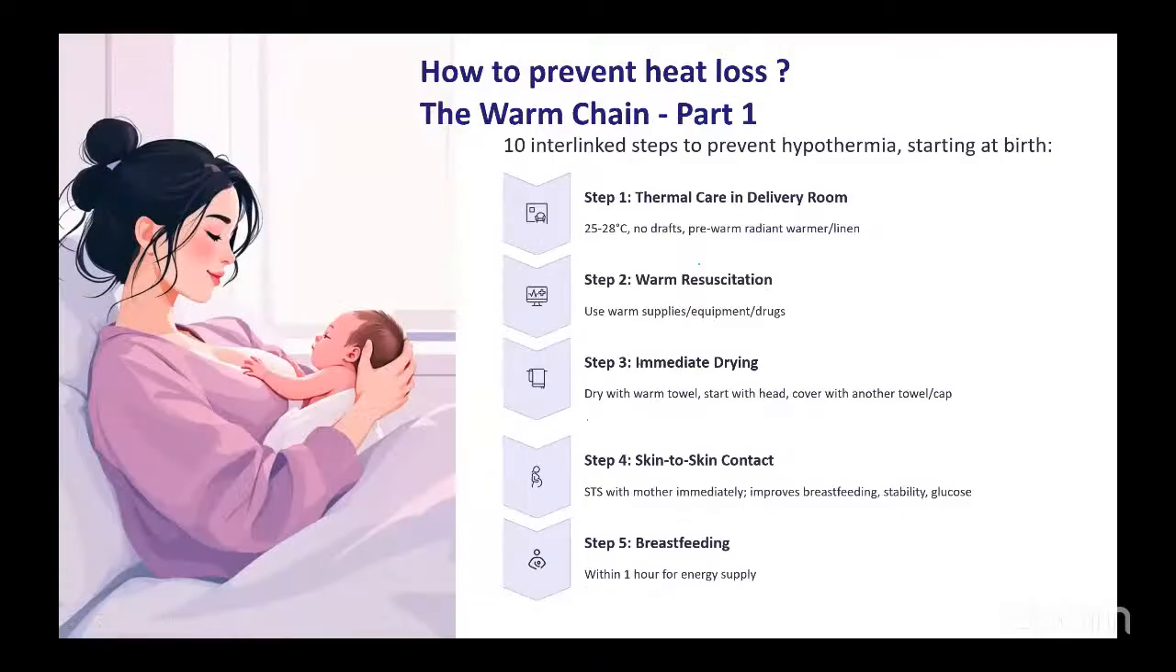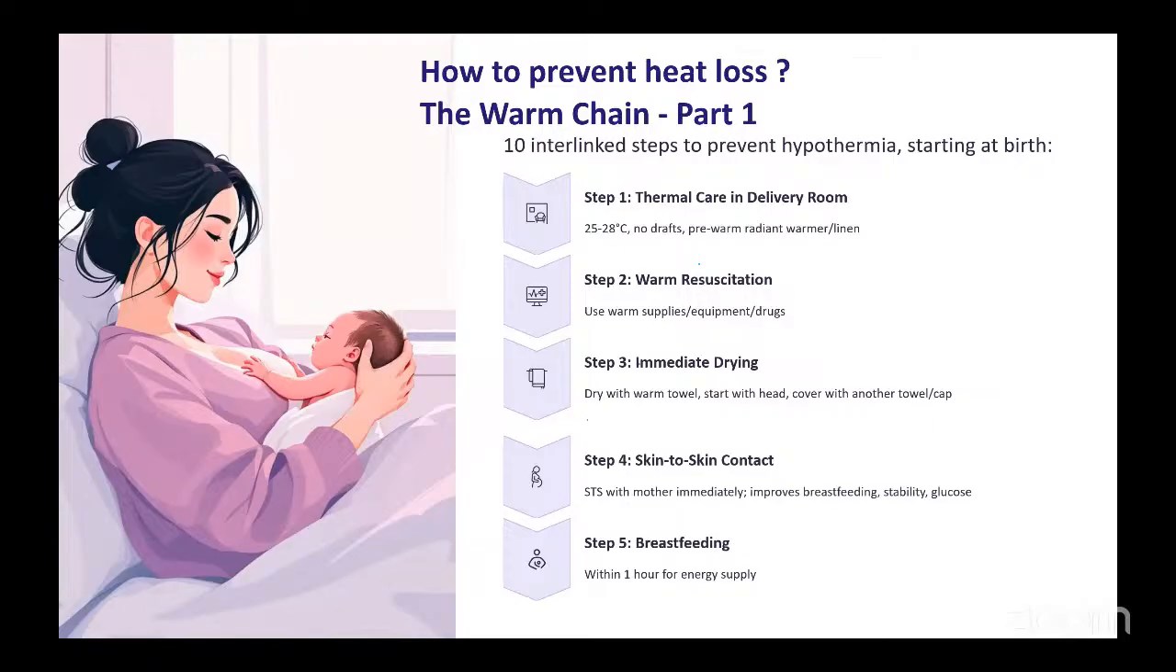So how do we prevent heat loss? This is the so-called warm chain. There are 10 steps for the warm chain from the time the baby is born. Step one, when the baby is born, you take care of the thermal care in the delivery room. You keep the room temperature at 25 to 28 degrees. You either turn off the air conditioner or make the temperature 25 to 28 degrees. Make sure there is no draft or airflow in the room, and use a pre-warmed radiant warmer and linen.